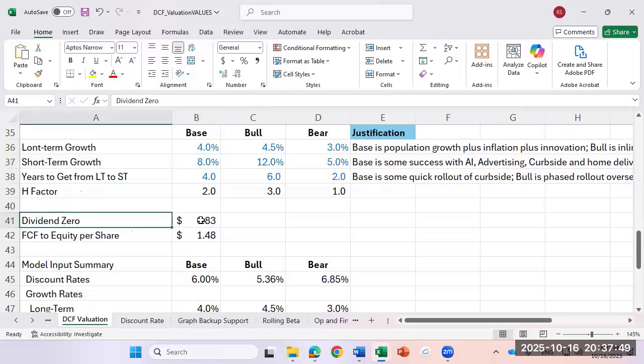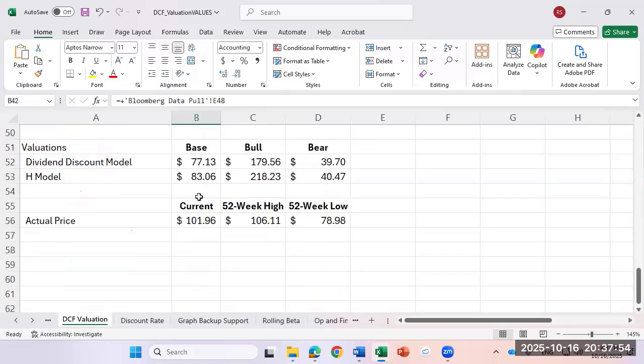You have your cash flows. I have dividend and I have free cash flow per share. Got my discount rate, and you come up with your valuations. And when you come up with your valuations, you can compare it to the actual price. Look how wide the range is. I have students say, man, that range is so wide. How can that possibly be correct?